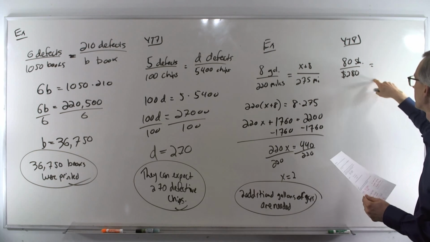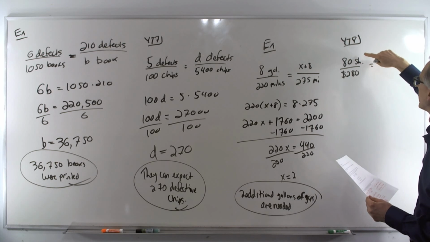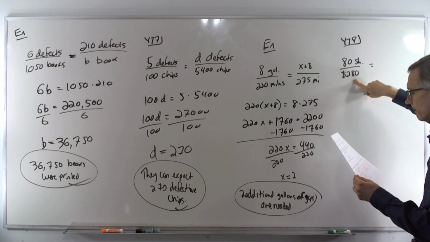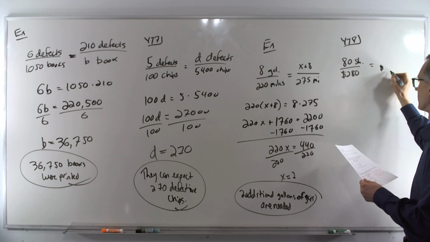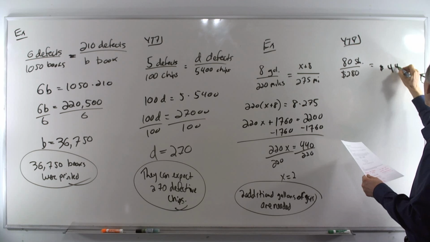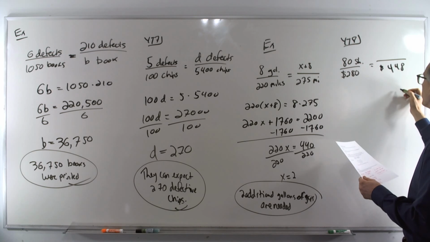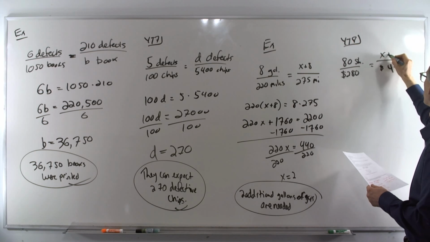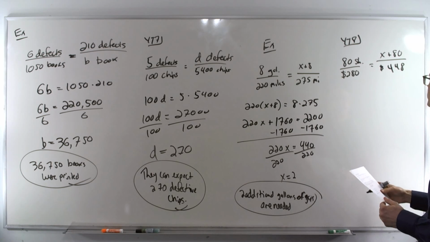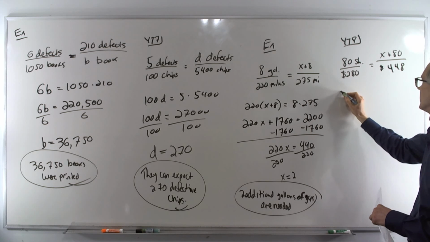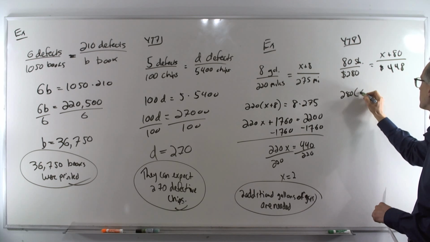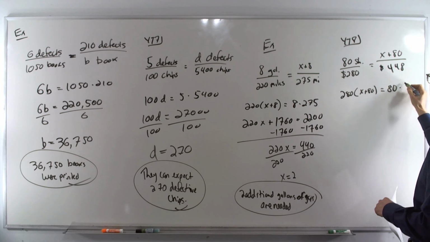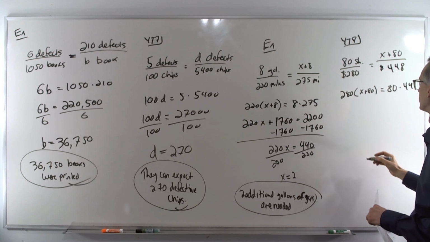And so here's one ratio, or a rate: 80 shares, $280, those two are related. And the amount of dividends we want is 448. We don't know how many additional shares we need, so that's x plus 80 on that side. All right, cross multiply. 280 times (x plus 80) equals 80 times 448.